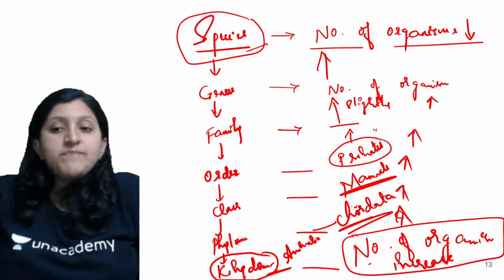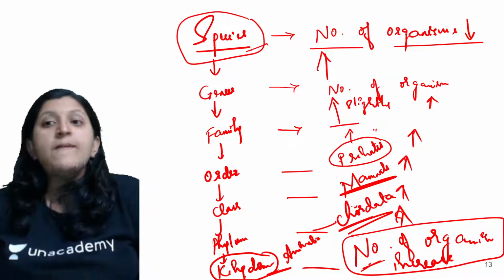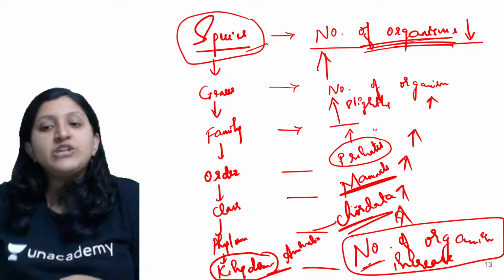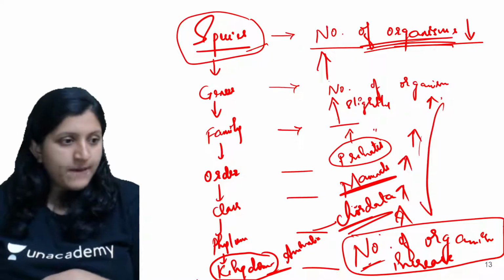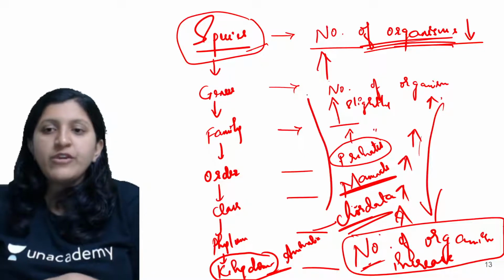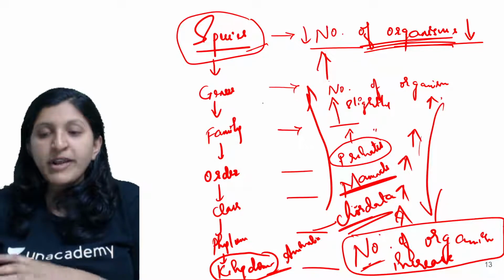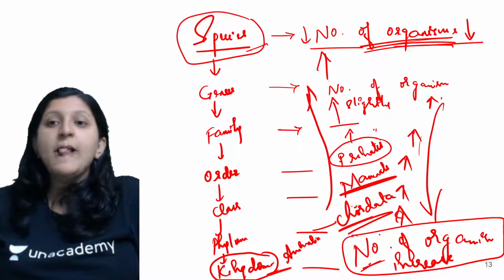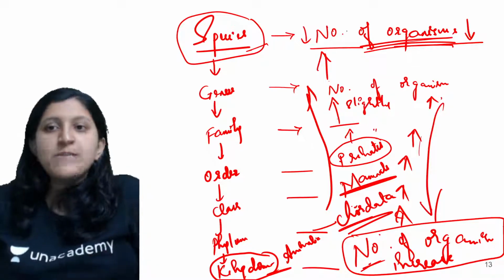So as you go down from kingdom to species, the number of organisms decreases, but as you go up from species to the kingdom, the number of organisms increases. Moving this way the number of organisms increases, and moving the other way it decreases. And the characteristic feature, if we have to mention, is similarity.